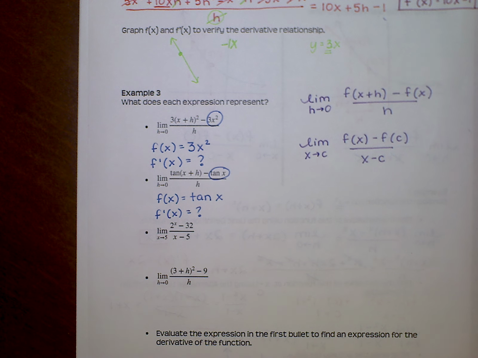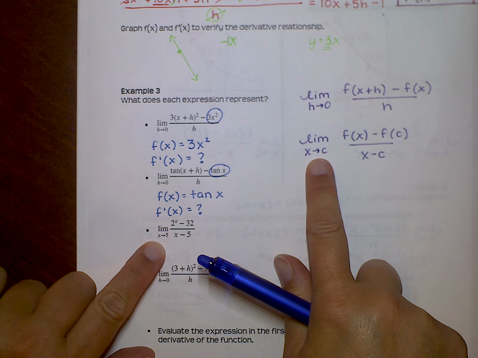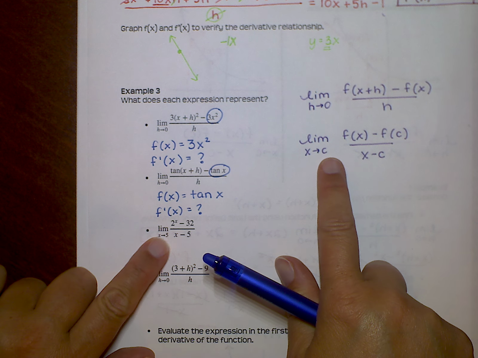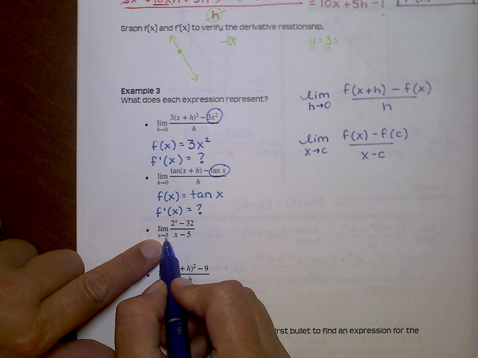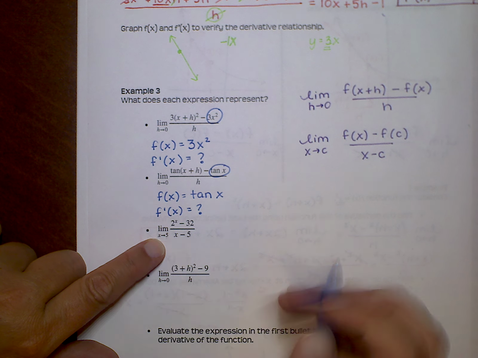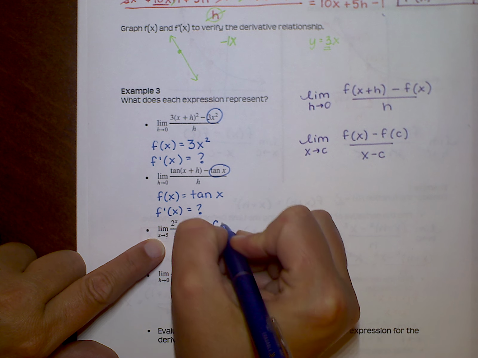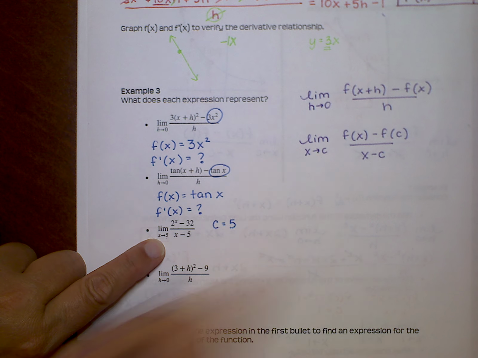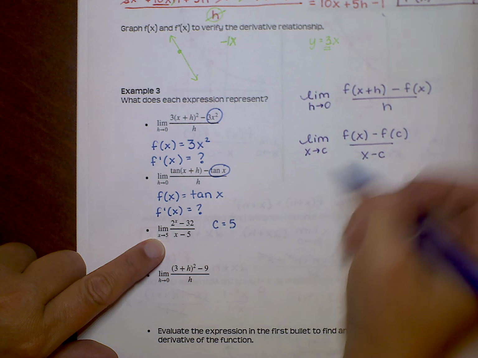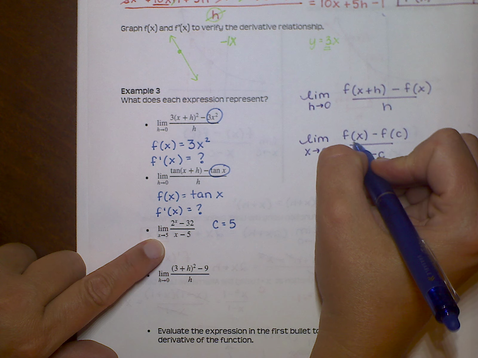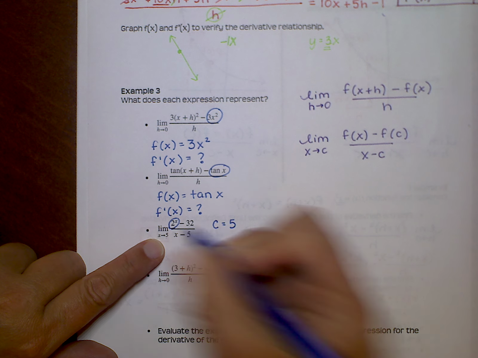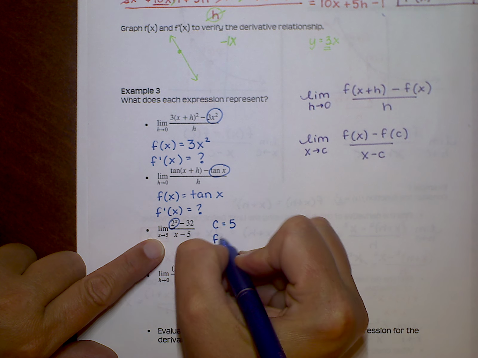Okay, this third one's a little trickier because it's not in that same setup. This is actually one of these, right? This is when x is approaching a specific number. So this has us approaching 5, which means our c value is equal to 5. I might even make a note of that. C value is equal to 5 here. My f of x this time is here at the beginning of my function, so this is where I'm going to find my f of x.